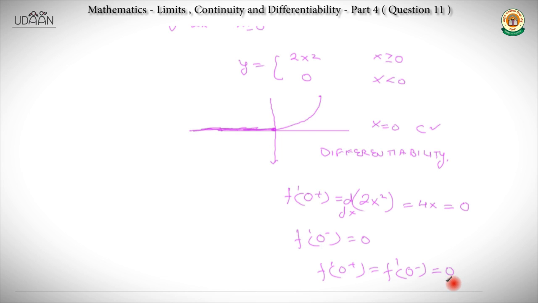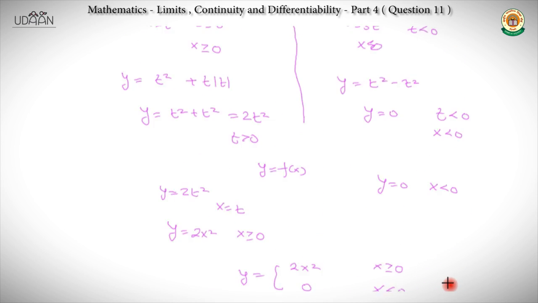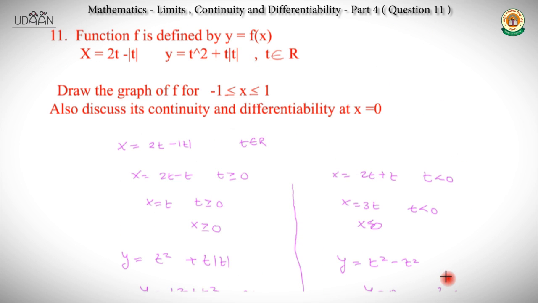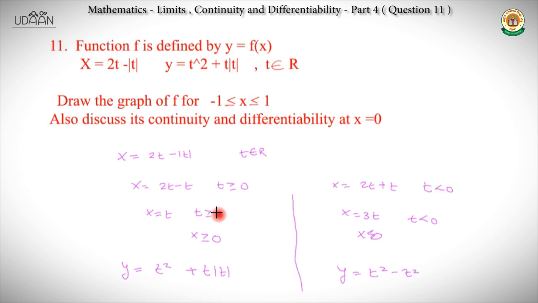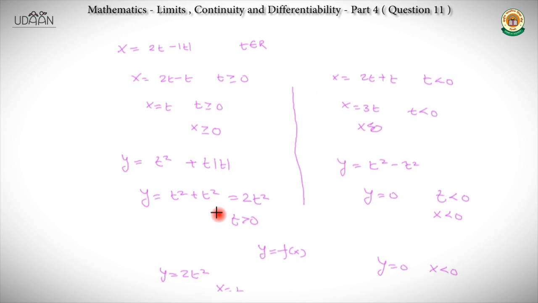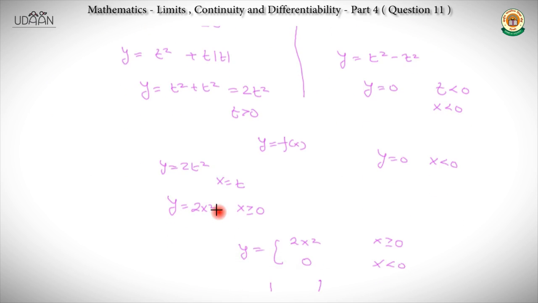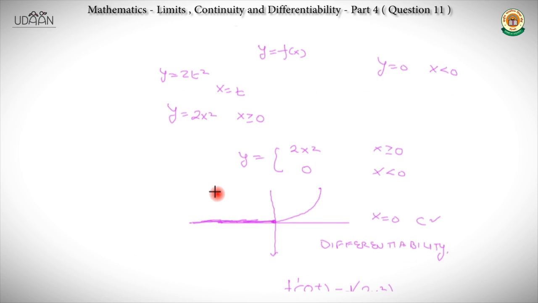Brilliant. So let's take a quick recap. The function was given, and we were to draw the graph of the function for x from minus 1 to 1, and also discuss the continuity and the differentiability. What we did over here was a methodical process. We removed the moduli, and we found a function for y in terms of x, without moduli.